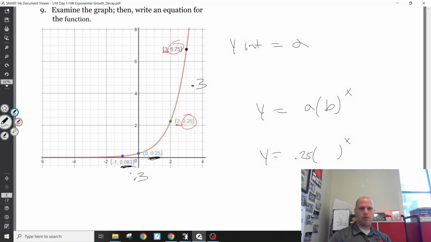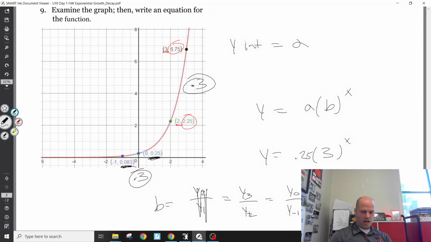Two sequential numbers: what do you multiply by to get the next number? And that's B. So B is equal to your next y value divided by your previous y value. Whether it's your y at time 3 divided by your y at 2, or your y at 2 divided by your y at 1, or you can take your y at 0 and divide it by your y at -1. Don't worry about the notation, just divide the next y by the previous y. How about that?